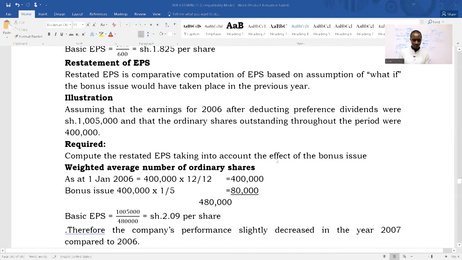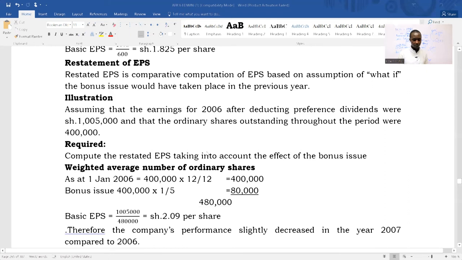Already we have the PAUSE, because they have said, assuming that the earnings of 2006 after deducting preference dividends. We know that to get the PAUSE is all about profit for the year minus preference dividends, and you deduct what is going to the minority shareholders. In this case, we don't have minority shareholders. They have already deducted the preference dividends, and we have 1,005,000. So what we have to look for now is the one-offs, but we have to incorporate the bonus which occurred in the year 2007. How many shares were outstanding throughout the year? 400,000.